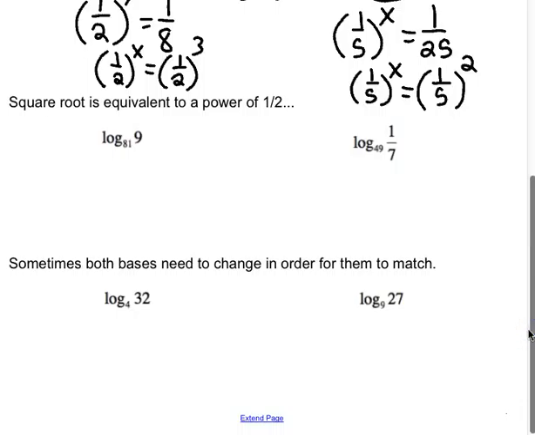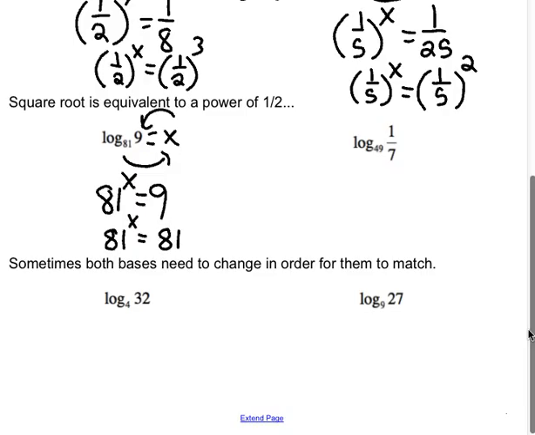All right, what about this? So now when I do this, what power of 81 gives me 9? So when I rewrite this one, now I need to recognize something different. Okay, so here to rewrite this as 81, well, 9 is 81 to the 1/2 power.